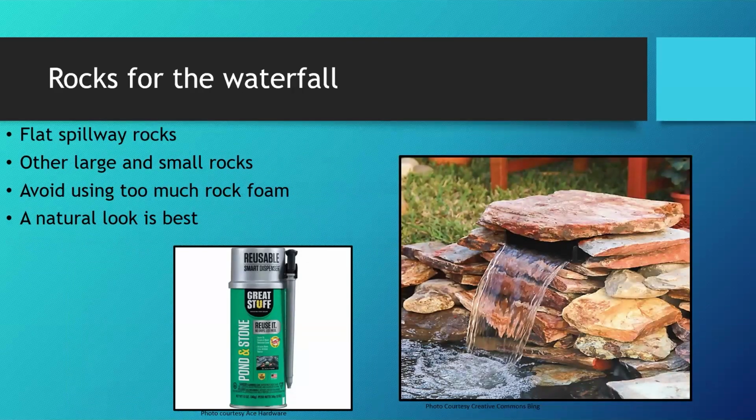Now, the waterfall, if you've elected to do one, will need some flat rocks to be used as a spillway, and then other large and small rocks can be placed around and under the shelves to create a natural waterfall look. This lovely product called rock foam can be useful in filling some spaces, but avoid using too much of it. And if you use it, always try to add rocks to it before it dries so it conceals the fact that you had to use a little rock foam to fill in some spaces.